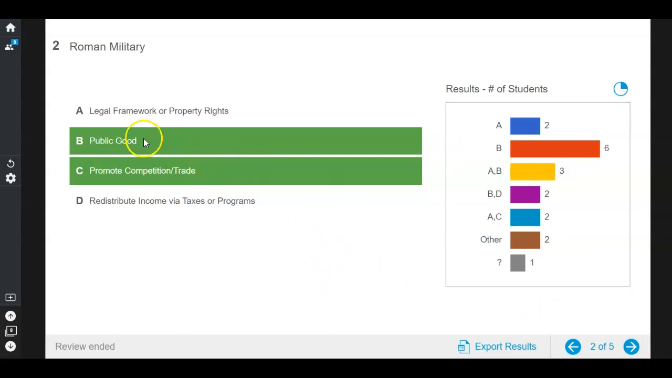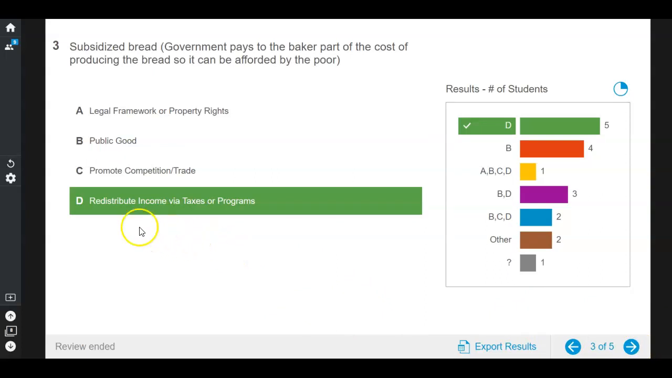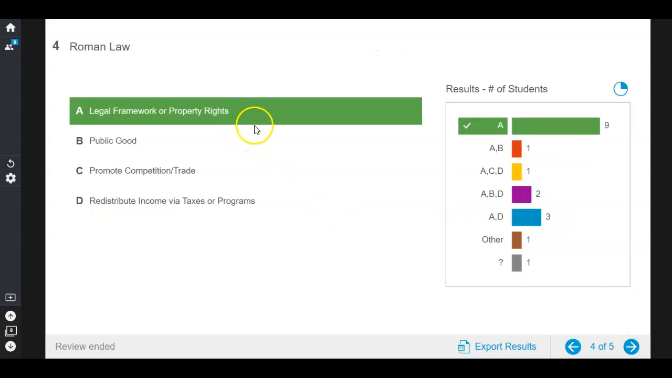The Roman military, again, falls under the same 2 categories. It's a public good paid for by the government from taxes, but that protects all citizens of Rome. And the military was often used to protect the trade routes and the people moving about the empire, so it promoted competition and trade within the marketplaces. Subsidized bread is an example of redistributing income via taxes or programs, because while all citizens were taxed, only certain people were able to access the bread. Roman law provides a legal framework and property rights for people to live under and guarantees people's freedoms and rights within the empire.